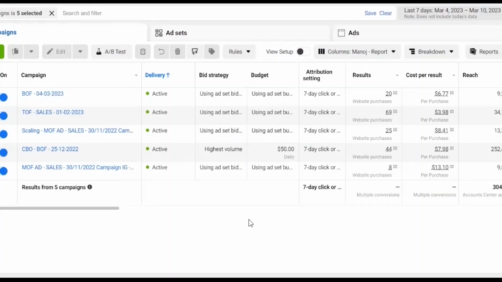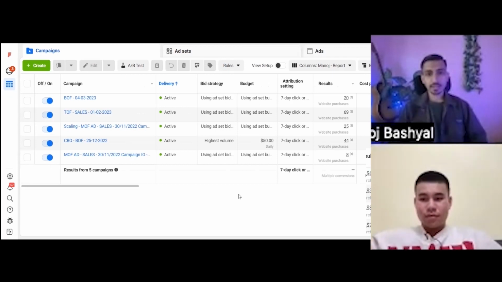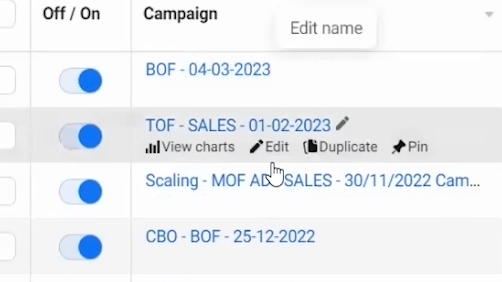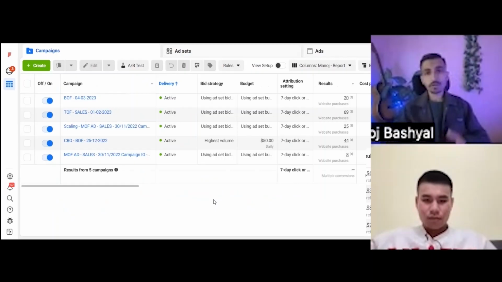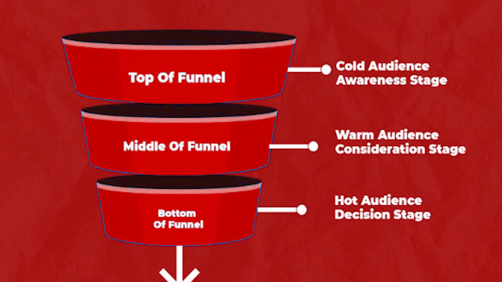All right, I'm gonna jump straight into my ads manager and show you guys how we are structuring the campaigns for ecom brands and how we're generating more than 10 ROAS for our current clients. Okay, so here we have a couple of campaigns, top of funnel and middle of funnel campaigns. Basically, what we do is we structure campaigns into different funnels of audience: top of funnel, bottom of funnel, and middle of funnel audience.